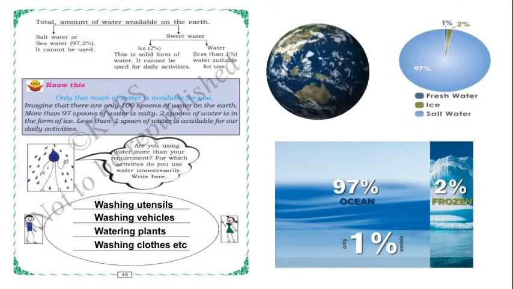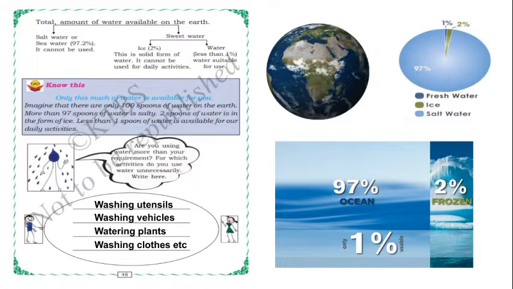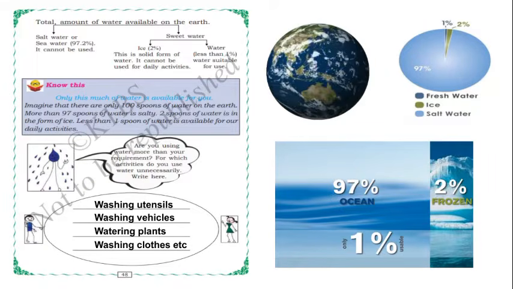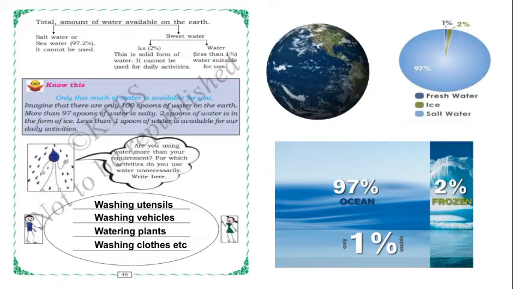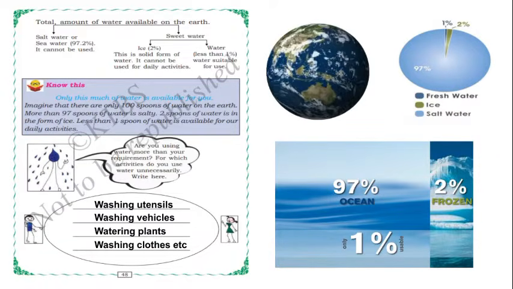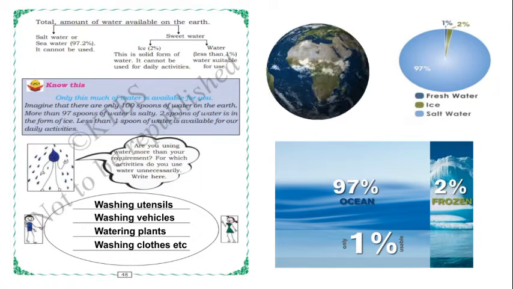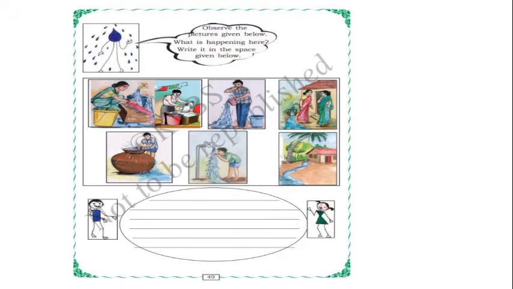So when do we waste the water unnecessarily? While washing utensils, washing vehicles, watering plants, washing clothes, etc., isn't it? We waste the water unnecessarily in this type of activities. Yes. So on the next page we can observe the pictures given below.